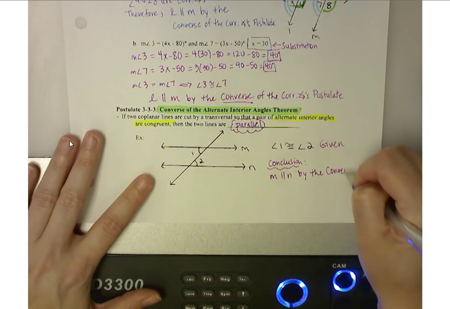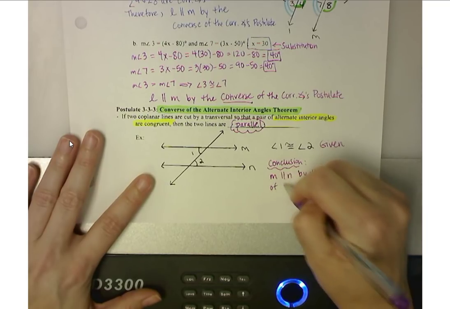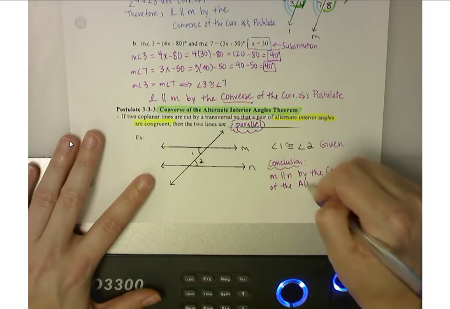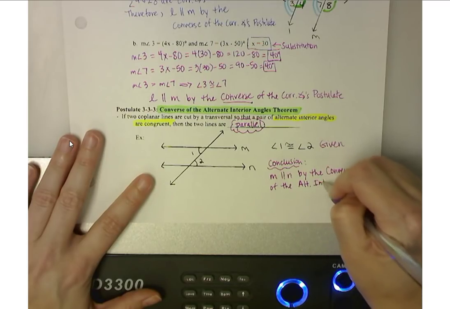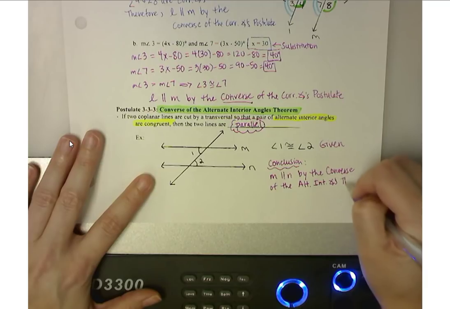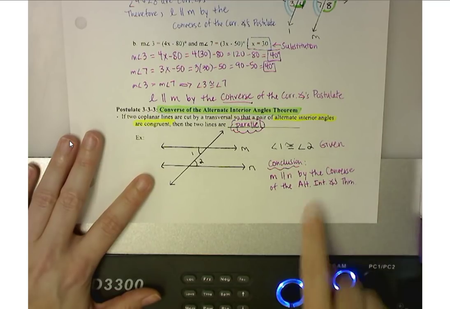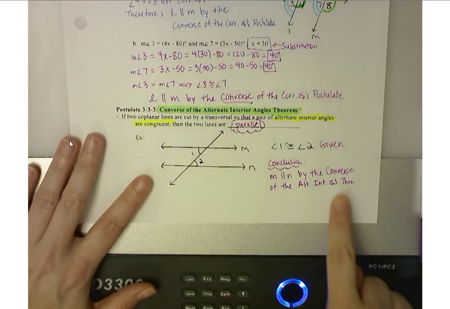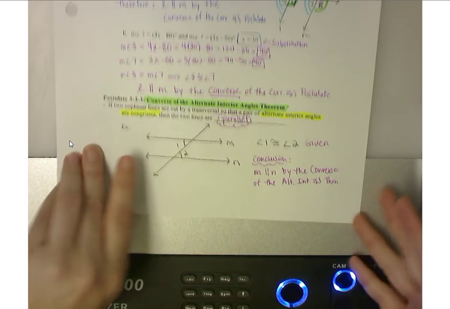Again, you have to write out the converse of the alternate interior angles theorem. Okay, and it's fine if you abbreviate just like that. All right, let's flip it over.